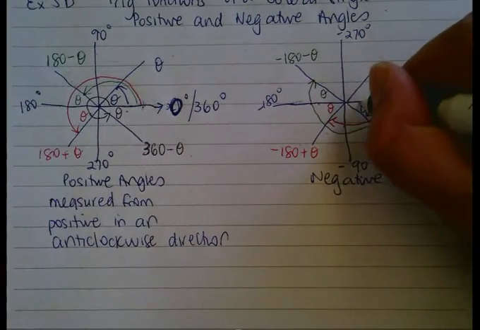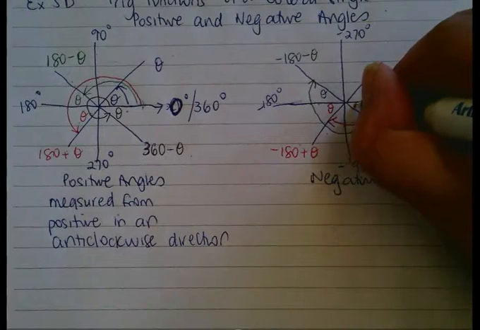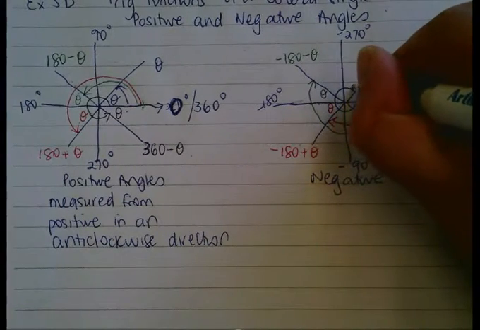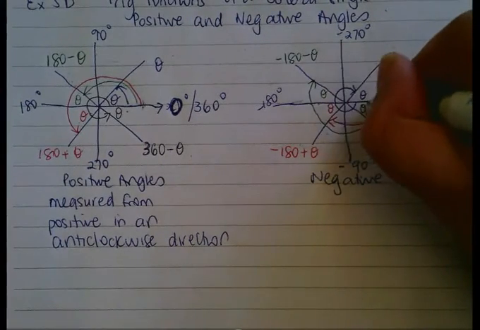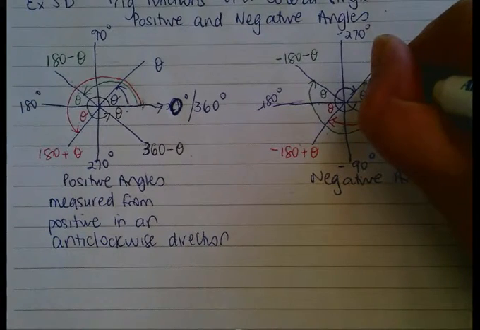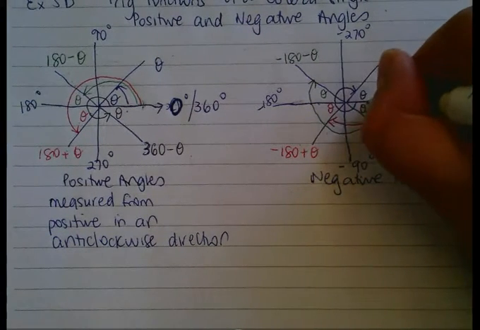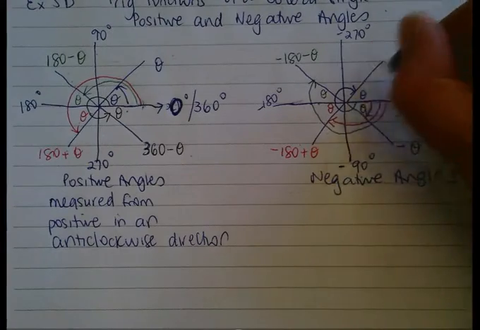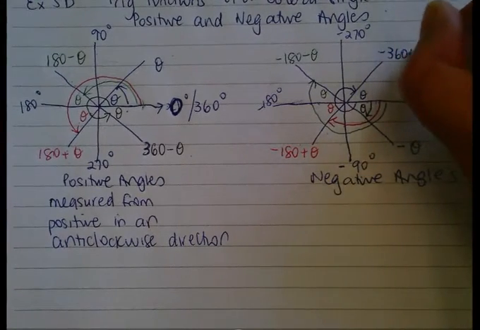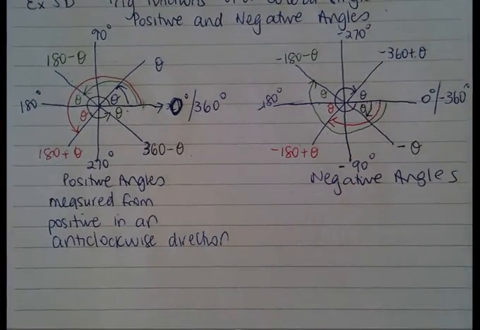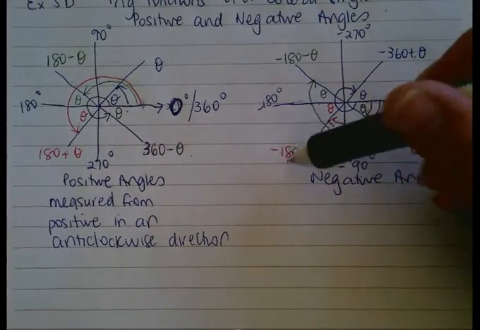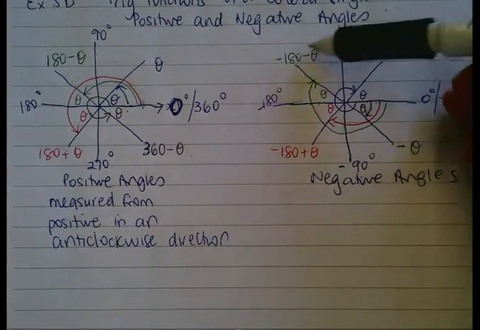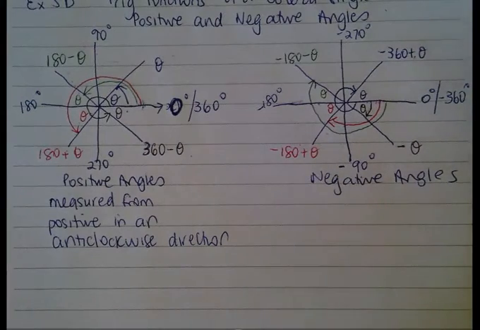And the last one, how do I get there? Well, I have to go all the way around and come back for that plus theta. So I go negative 360 and then come back in the positive direction for plus theta. Now, girls, we've got negative theta, negative 180 plus theta, negative 180 minus theta, negative 360 plus theta.